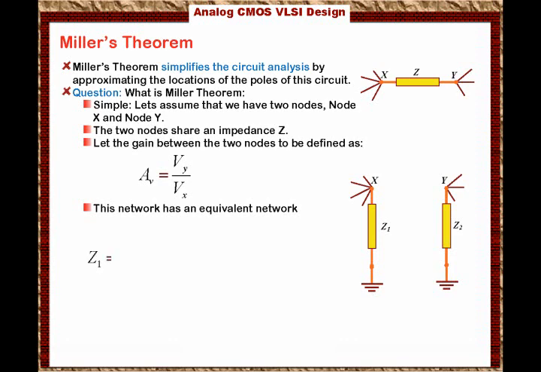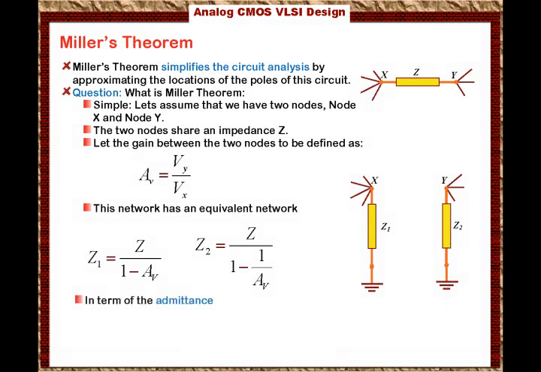Well, Z1 will equal Z, which is the impedance between the two nodes, over 1 minus AV. So this is very interesting because if AV is negative, then minus AV becomes a positive quantity, right? And a similar thing happens to Z2. Z2 will equal Z over 1 minus 1 over AV. So if AV is negative, then it becomes 1 plus 1 over the magnitude of AV.